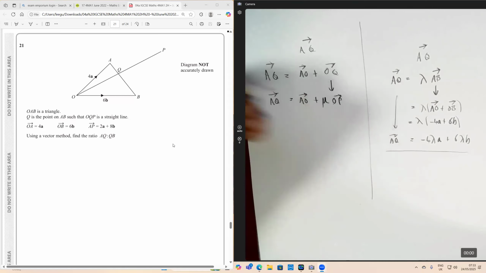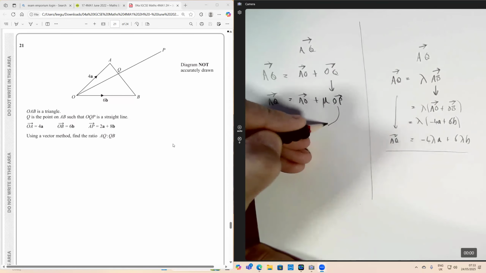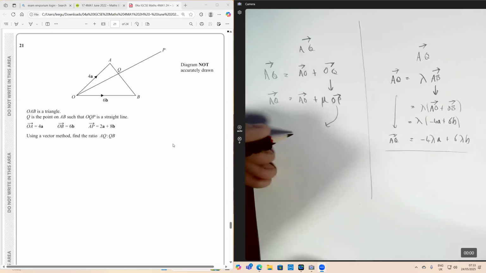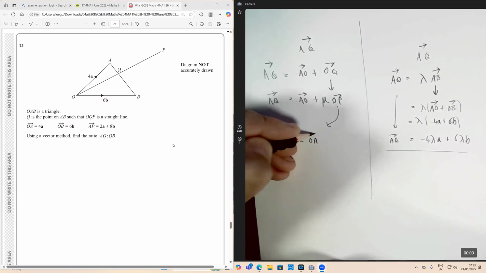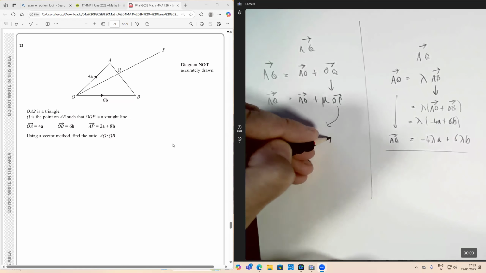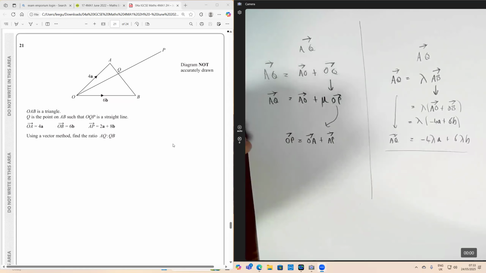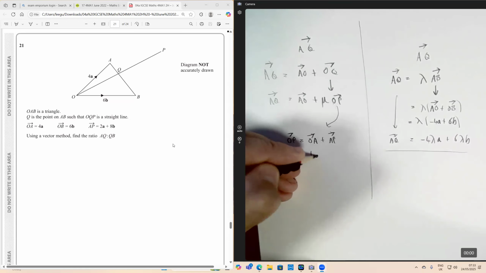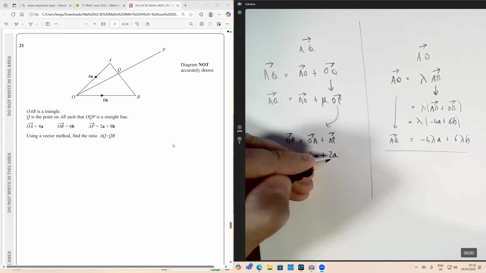Okay, now let's have a think about this. Now we need to think to ourselves, okay, so that's fine, but what is O to P? Well, to go from O to P, write this down here, O to P would be O to A plus A to P. And the reason I've written that down is because they've very helpfully given us A to P. And O to A is 4A. And A to P, we're told in the question, is 2A plus 8B.